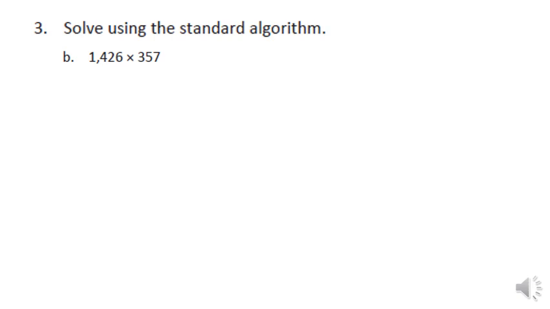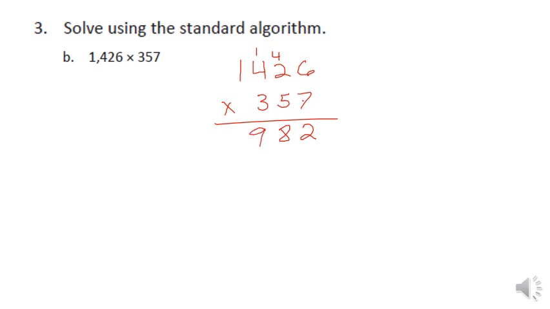3 says solve using the standard algorithm. Okay, so no area model this time. We're doing 1,426 times 357. Now we're starting off with a 7 just like we do in our area model. 7 times 6 is 42, carry our 4. 7 times 2 is 14, and 4 would be 18, carry our 1. 7 times 4 is 28, and 1 is 29, carry 2. 7 times 1 is 7, and 2 is 9.